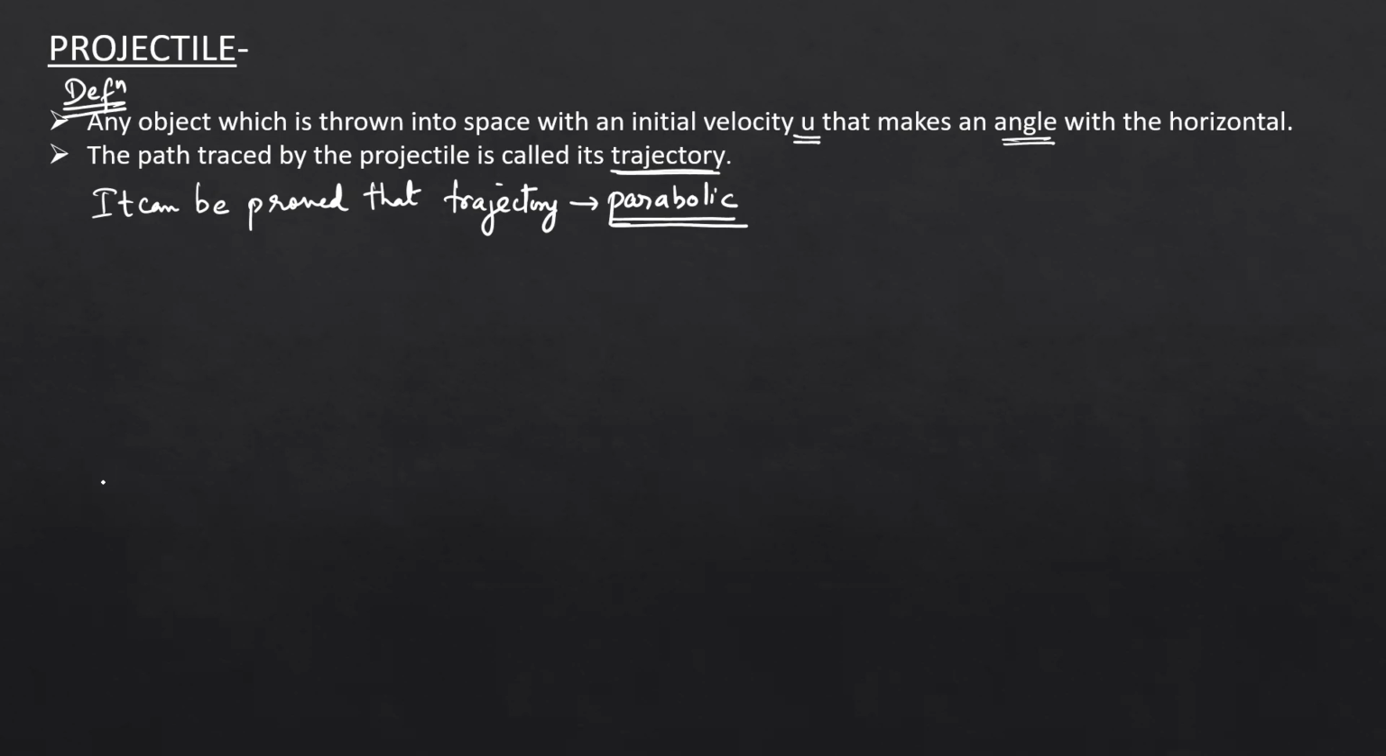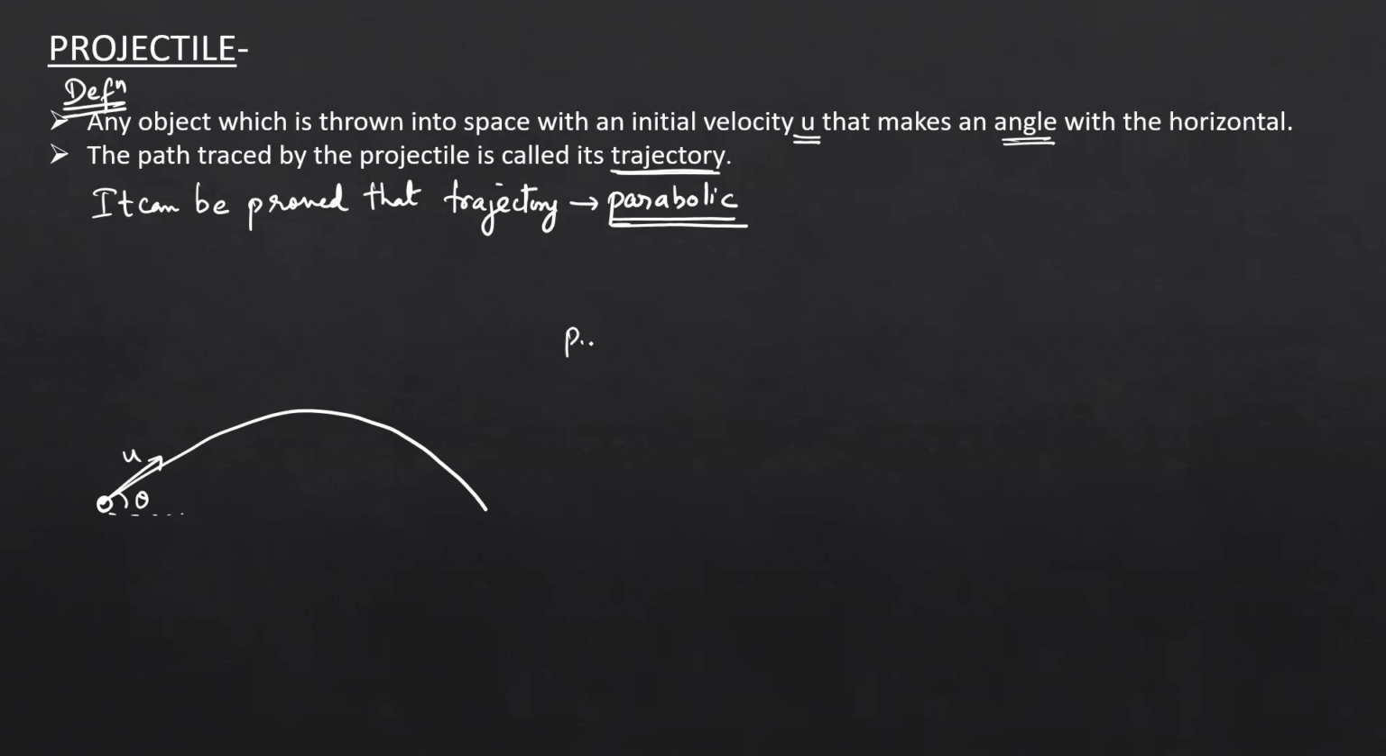So let me draw the diagram. There's a body which is being projected with a velocity u at an angle theta with the horizontal. So it is going to follow what path? It is going to follow a parabolic path. Now, how do we analyze a projectile motion? So there are some steps that you need to follow.